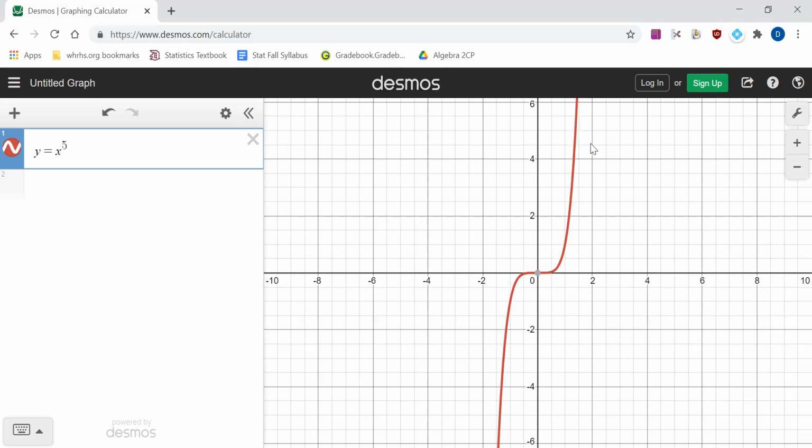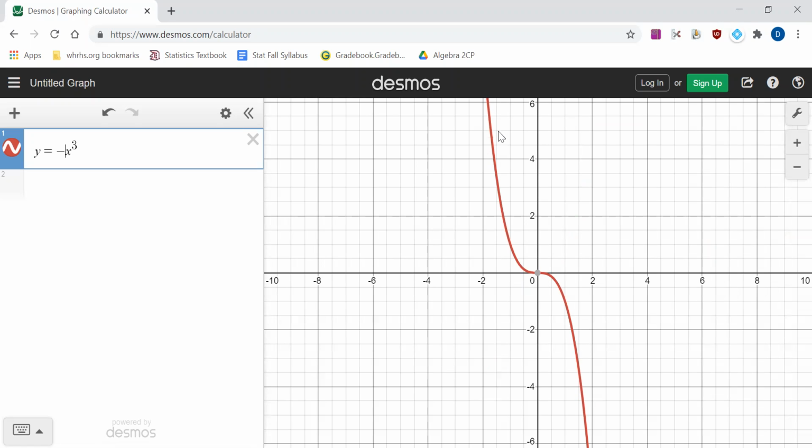But if I do x to the 5th, also the same, going up the stairs. X to the 7th, up the stairs. X to the 9th, up the stairs. Let's go back to x cubed. What if I put a negative in front of it? Ooh, now I'm going down the stairs.